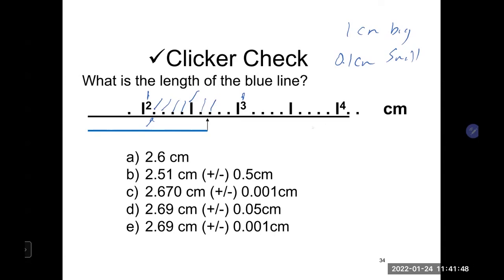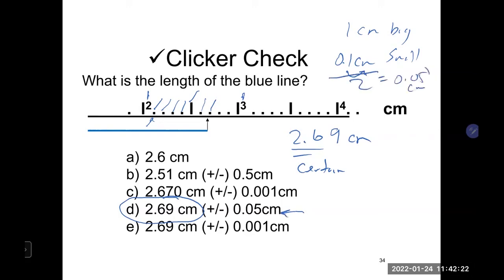So it is at least 2.6. That would be our certain numbers that no matter who takes a look at it should agree. We do have the ability to go one more place over. We also see it's not exactly 2.7, and it's not really close to 2.6. So perhaps 2.69 centimeters here, which would be this guy, would be correct. Again, to get this sort of difference, the smallest marking is 0.1 divided by 2, 0.05 centimeters. Is where that comes from right there. So you take the smallest marking divided by 2.